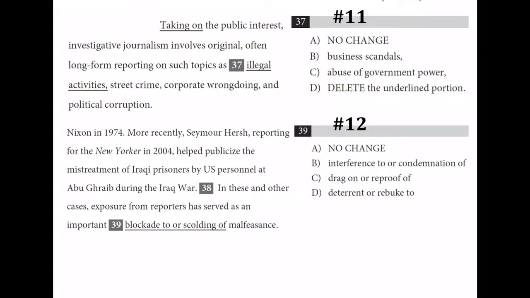37. Taking on the public interest, investigative journalism involves original, often long-form reporting on such topics as illegal activities, street crime, corporate wrongdoing, and political corruption. D, deleting the underlined portion, is the best answer, because the general term illegal activities is redundant. Street crime, corporate wrongdoing, political corruption, all of these things are illegal activities. It doesn't need to be listed in addition.